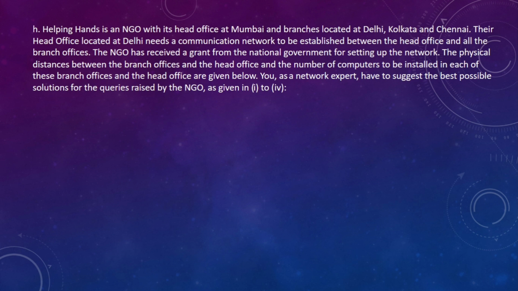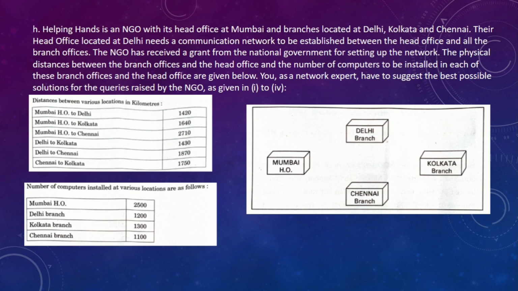Now, the favorite question, 4 mark designing question. Okay, so there is an NGO having head office at Mumbai, branch located at Delhi, Kolkata, Chennai. Now communication network is to be established between the head office and all the branch office. Okay, NGO has received a grant from national government. Now the particulars are given. Okay, so Mumbai to Delhi, Mumbai to Kolkata, Mumbai to Chennai, all the distances are given, a rough layout is given.